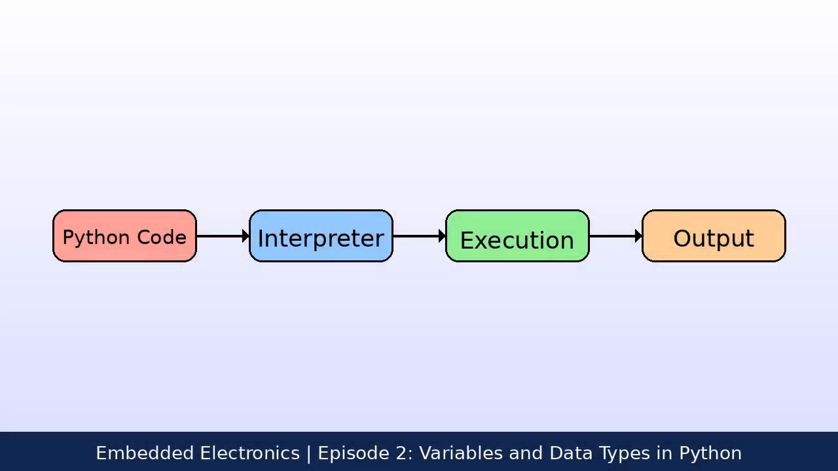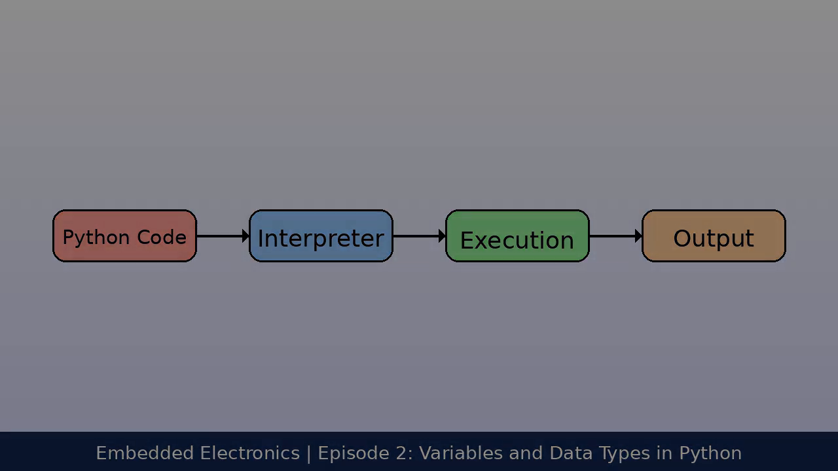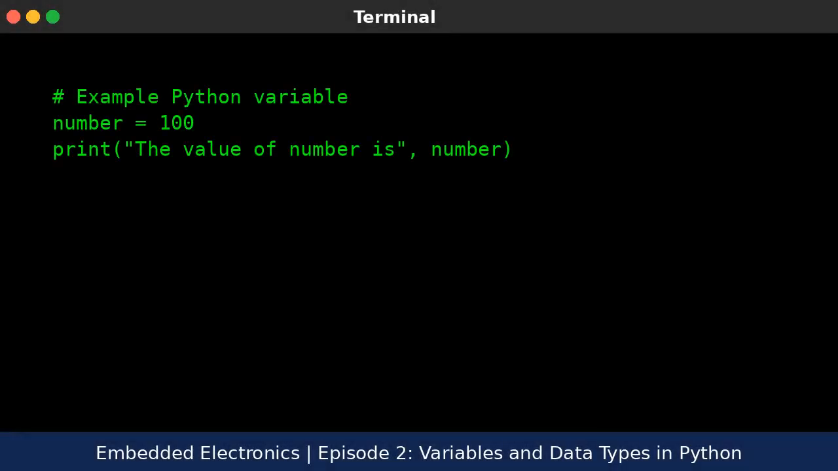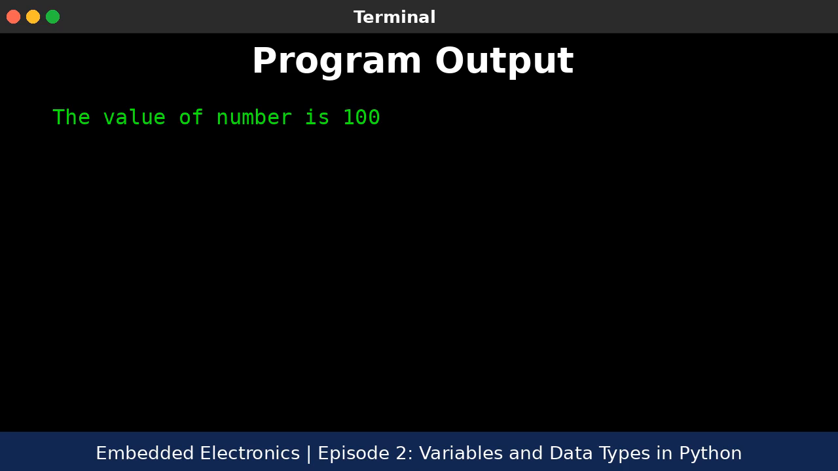This diagram represents how a Python program is interpreted and executed to produce output. Here is a Python program that declares a variable and prints its value using the print function. When this program runs, it displays the value stored in the variable on the screen.